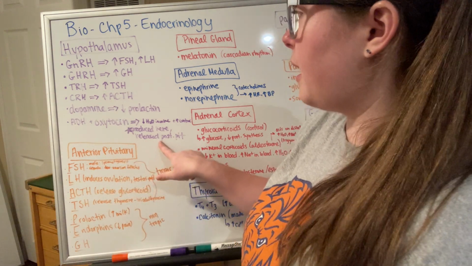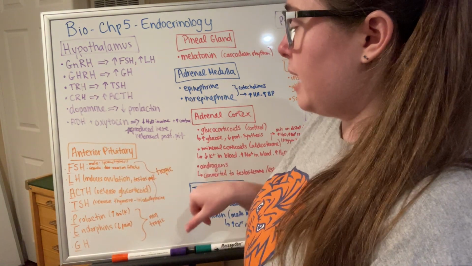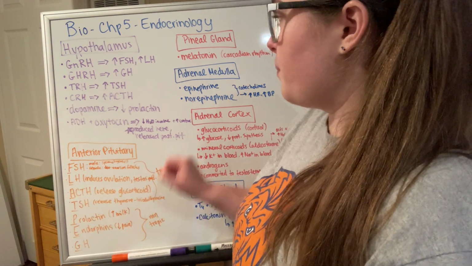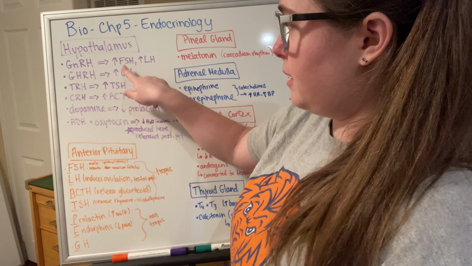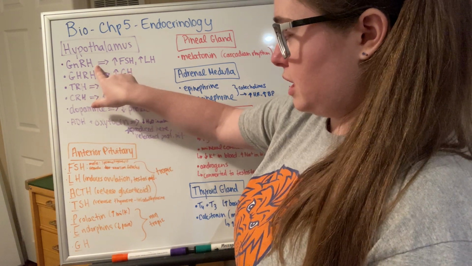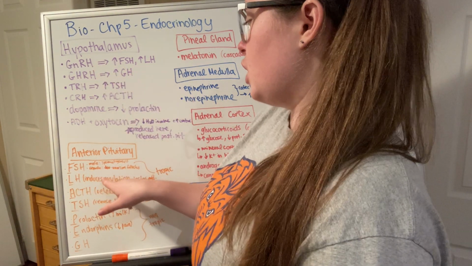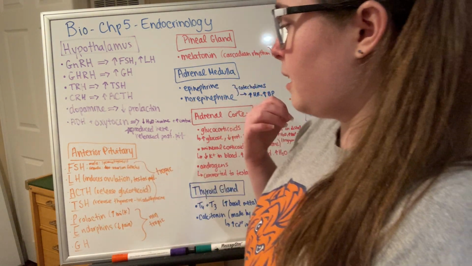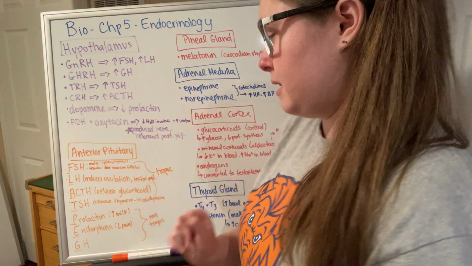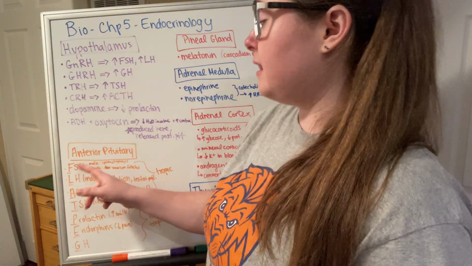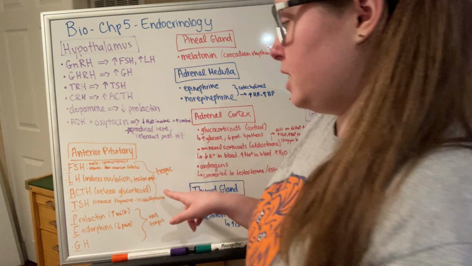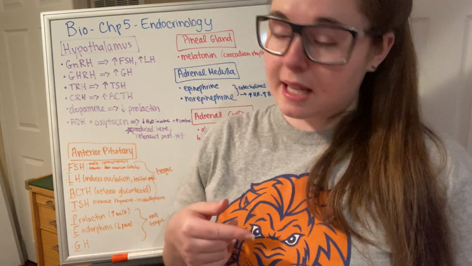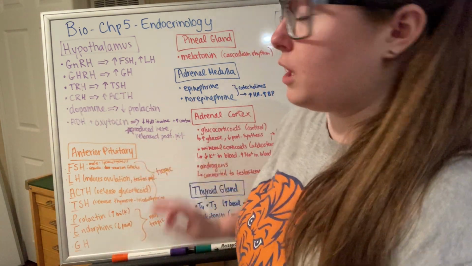Now, on to our anterior pituitary. Okay? So FSH, which increases when GnRH is released. So FSH prompts spermatogenesis in males and development of the ovarian follicles in females. Okay. Then we have LH, which induces ovulation in females and promotes testosterone production in males. And these two hormones we'll look at a little bit later when we look at the reproduction chapter.